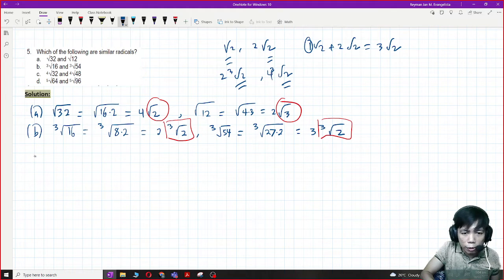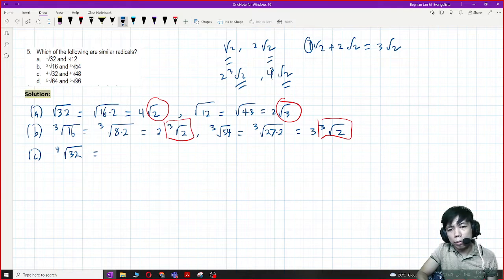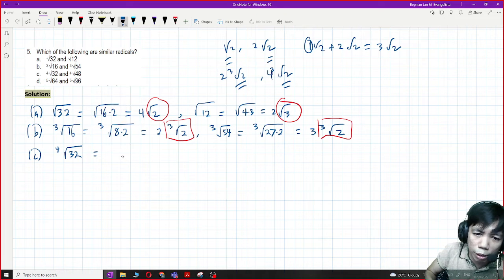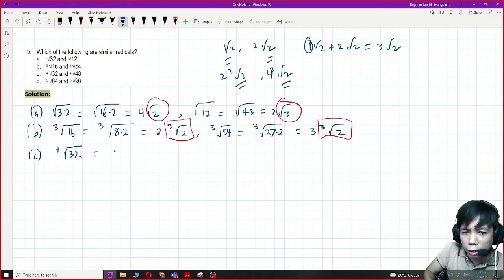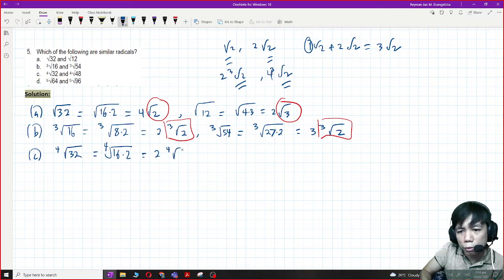So, try natin. Okay, C. Okay, meron tayong 4th root of 32. Okay? So, think of two numbers na yung isa ay merong perfect fourth power. Okay? Ano ba? 16 na. Okay? So, 16 times 2. Okay? Fourth root. Okay? Yung 16 guys, that is 2 raised to 4. Kaya, ang simplified form niya is 2, the 4th root of 2.